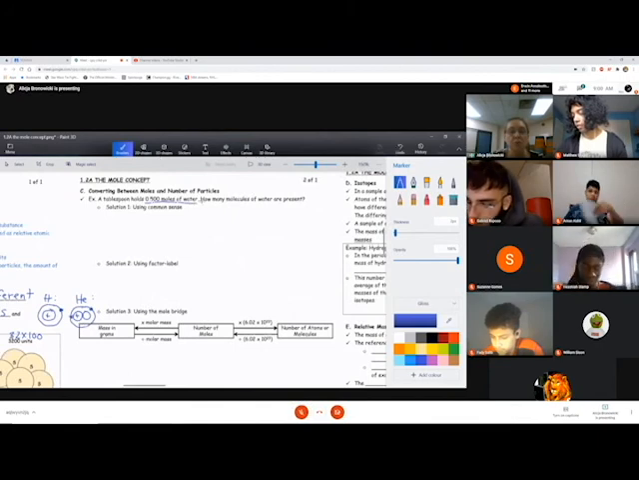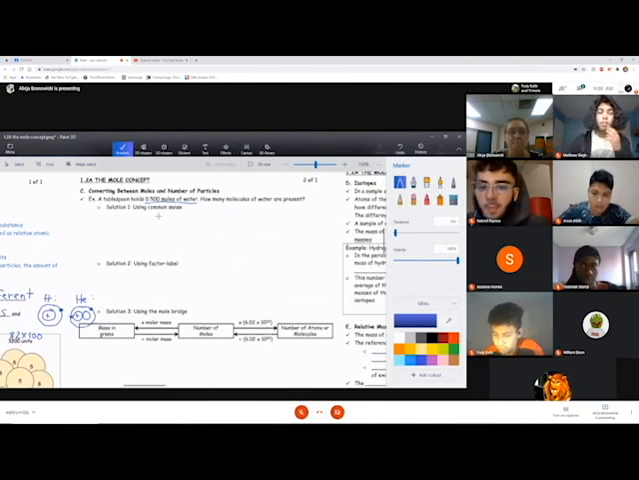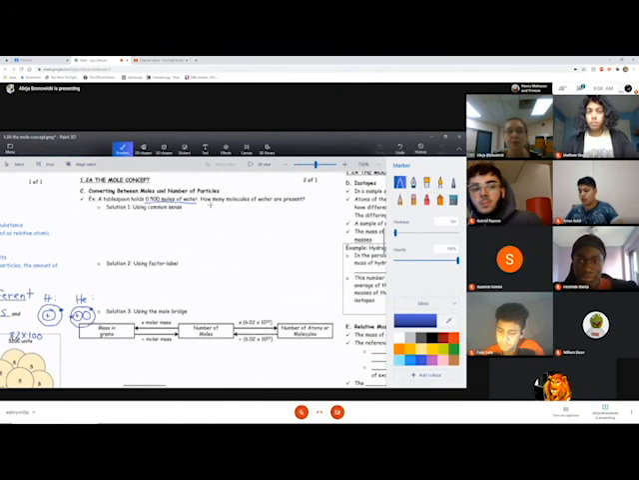So a tablespoon holds 0.500 moles of water. How many significant figures are here? 3. 3, good. 3 significant figures. Okay, so how many molecules of water are present?